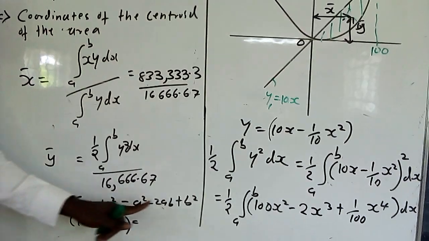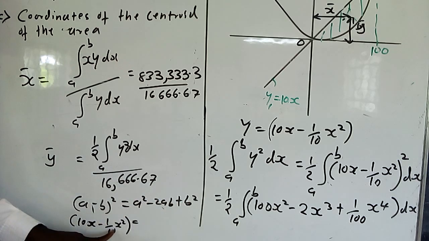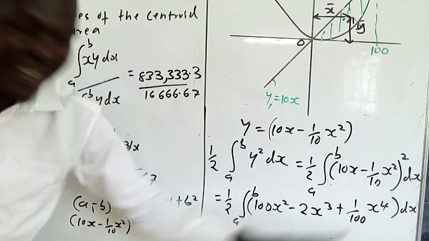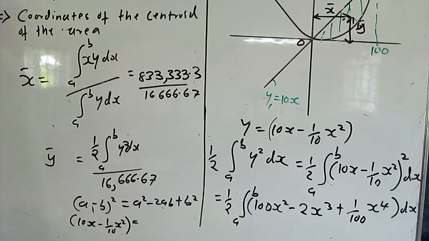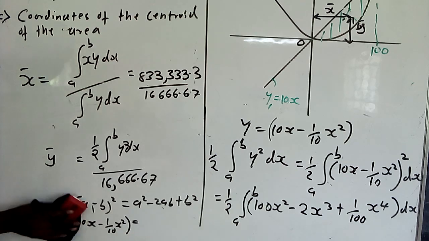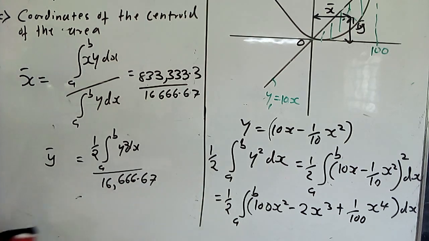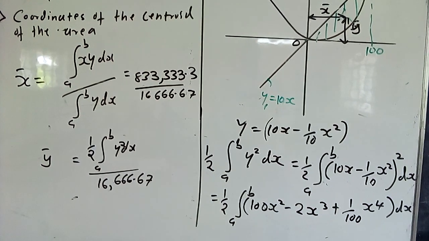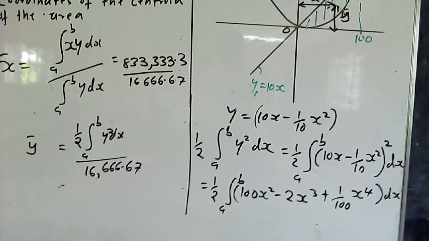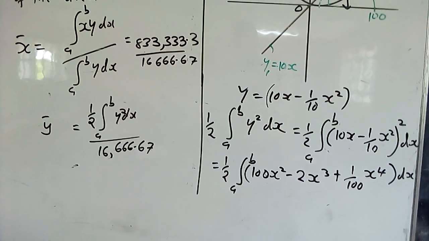Then here b squared. B is negative 1 over 10x squared. So if you square negative, it's positive. If you square 1 over 10, you get 1 over 100. If you square x squared, you get x raised to power 4. See, that is what we have there. Are we together? Good. So can you now integrate this and get me the answer?